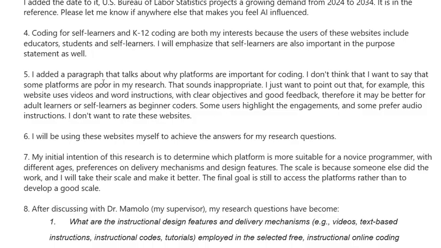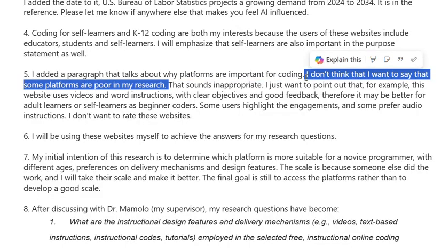You added a paragraph about why platforms are important. I don't think I want to say that some platforms are poor in my research. Well, if you're doing a comparative analysis, you have to be open to saying what are the benefits or the strengths of a particular platform and what are the weaknesses, or challenges, of those platforms.